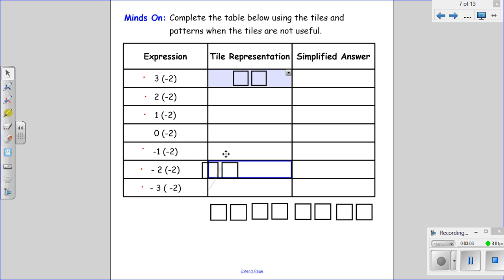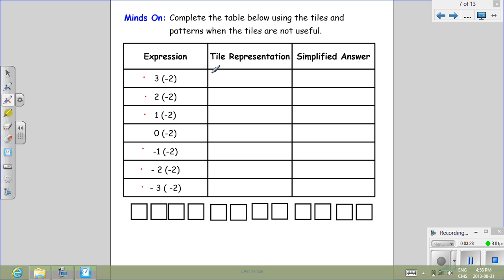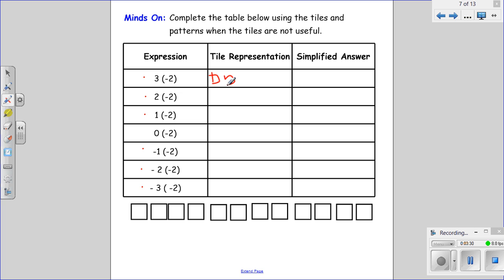I'm going to put 1, 2, oops, I don't know what happened there. I don't like how this is working. It worked before. All right, well, let's try something different here. We're going to draw our tiles in because that's not working. So we've got 3 groups of negative 2. So 1 group, 2 groups, 3 groups. They're all negative. The answer is negative 6.